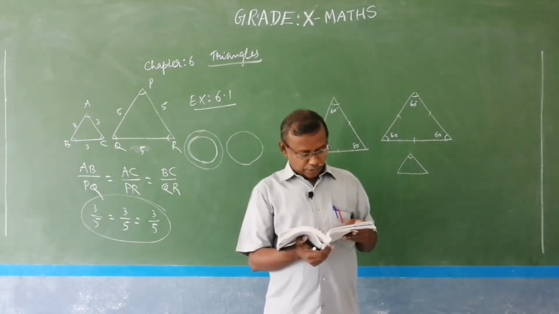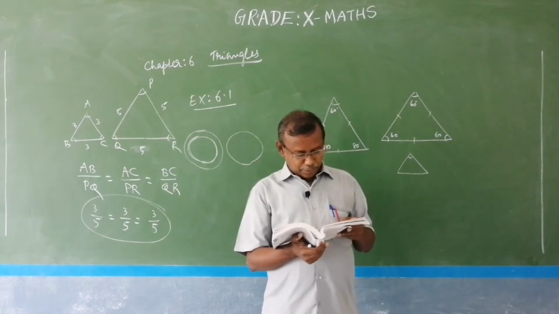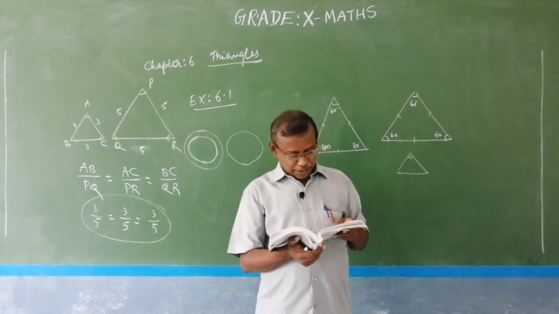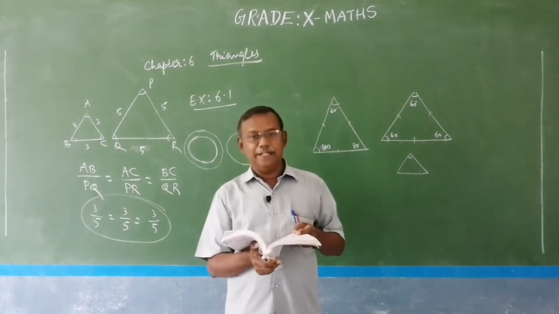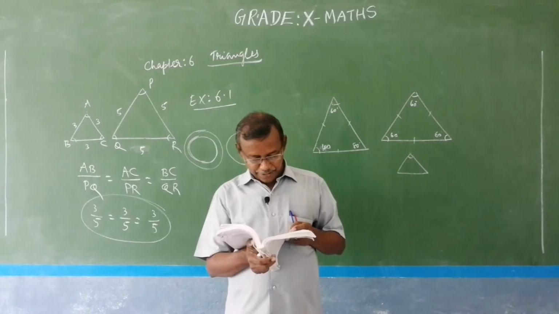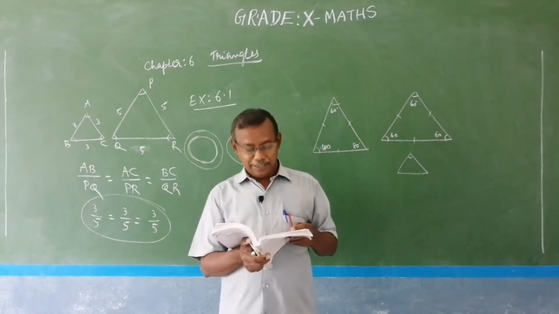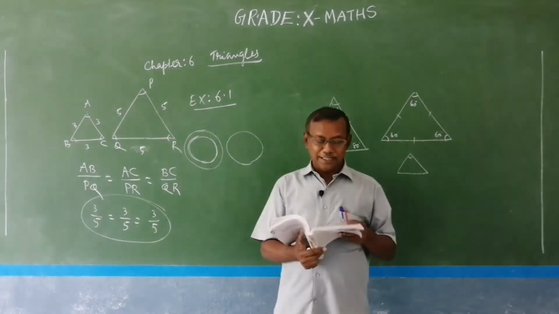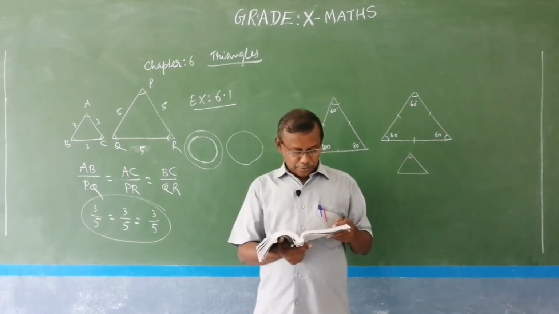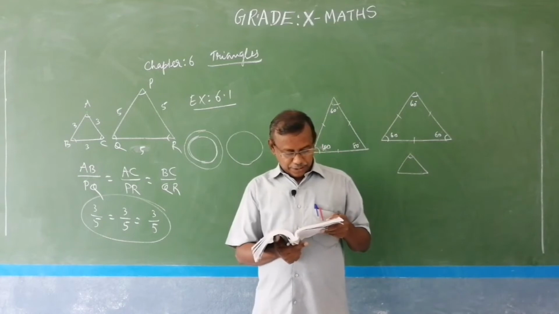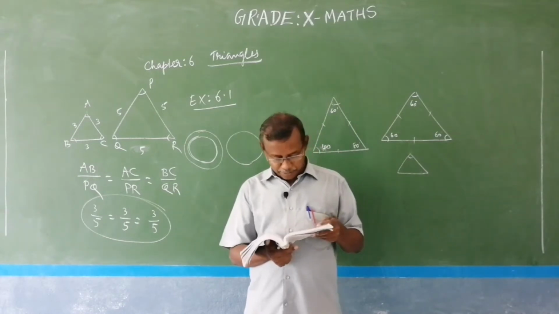And the second one: give two different examples of pairs of similar figures and non-similar figures. For similar figures there are so many examples. I leave this for you to answer, and also for non-similar figures. So next one, question number 3. State whether the following quadrilaterals are similar or not.